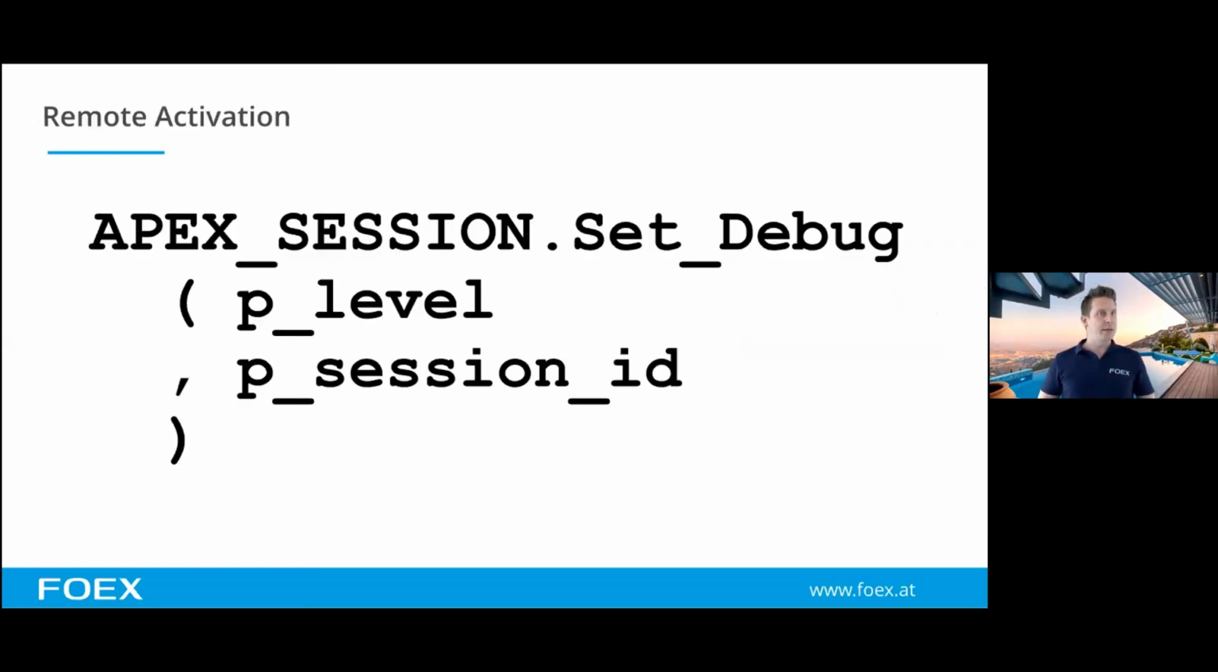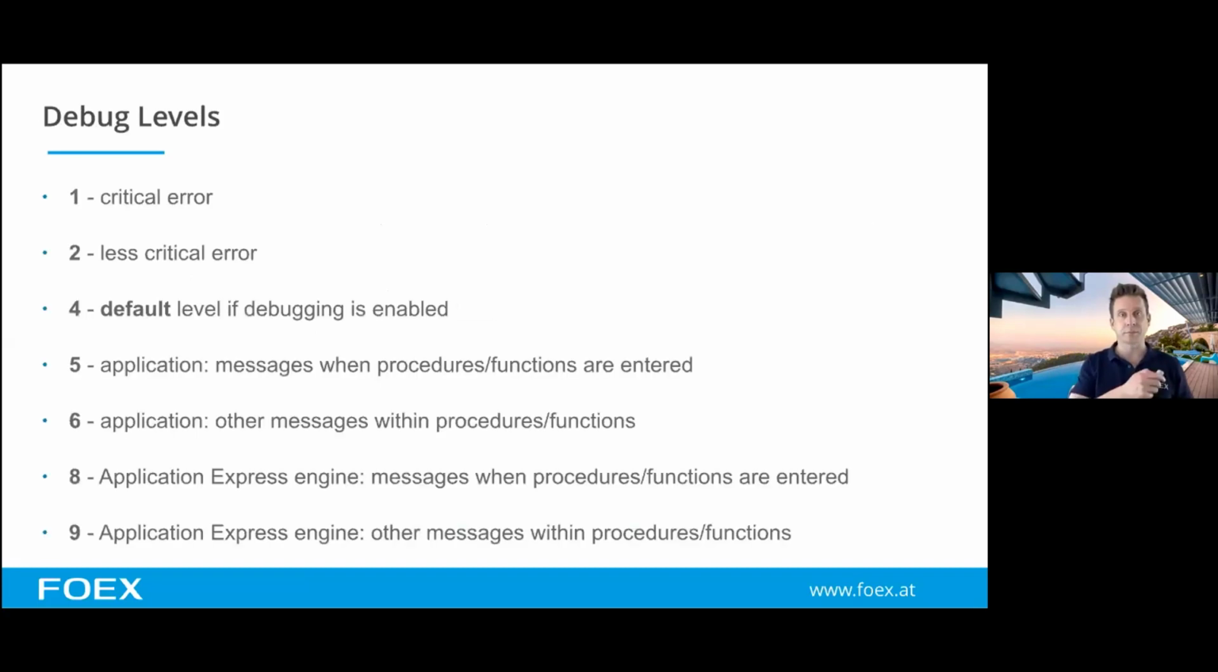Since Apex 18, there is also this new API, apex_session.set_debug. So as a privileged database user, you can switch on debug for another user's session. That's very convenient. If your user reports to you, hey, I get this weird behavior, then all they need to pass you on is the session ID, and you can activate debug for them. That's a very, very useful feature.